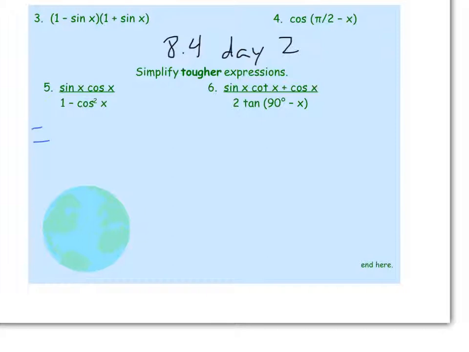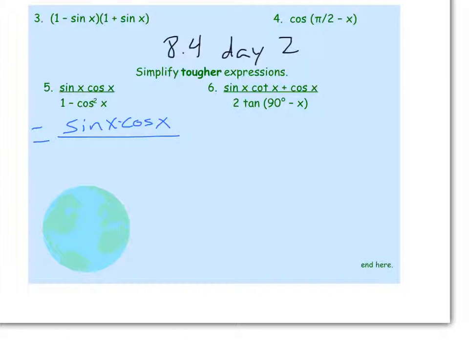Either way, I hope by now, with a little bit of practice, that you recognize that the place to start on number 5 is on the bottom. 1 minus cosine squared would use a Pythagorean identity, and it's just calling out to us to simplify it. So I'm not going to do anything to the top yet. Leave that as sine times cosine, and that's huge as you're doing this. Every step, just one thing at a time.